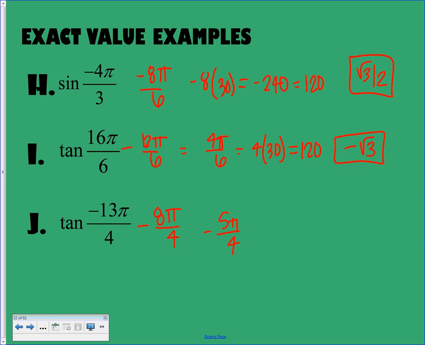Okay, so negative 5 pi over 4. That would be negative 5 times 45, so negative 225 degrees, which is a positive 135, and the tangent of 135 is negative 1. Okay, so get comfortable counting in pi over 6s or pi over 4s.